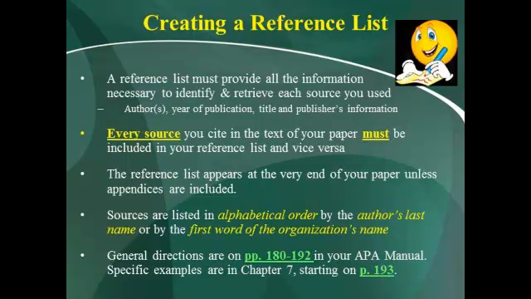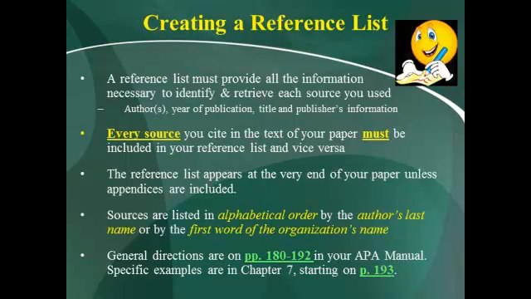Every source. Okay? It appears at the end of your paper unless appendices are included. Now your appendices are the last thing in your paper. So it would go, a cover page, table of contents, the body of your work, your references, then your appendices. That is the correct order of a formal paper. And it shows you that in the APA manual.